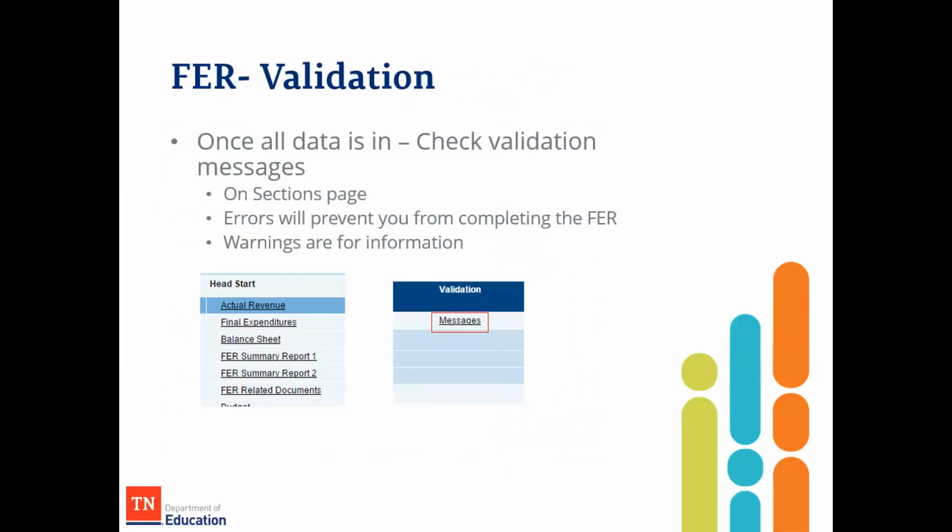Once all your data is in, you need to check your validation messages. These will be on the sections page. Warnings are for you to review and look over their information, but errors will prevent you from completing the FER. And this is a screenshot of what that looks like in E-Plan. And where you see validation, if you click on those messages, they will direct you to your issue and your error or your validation.